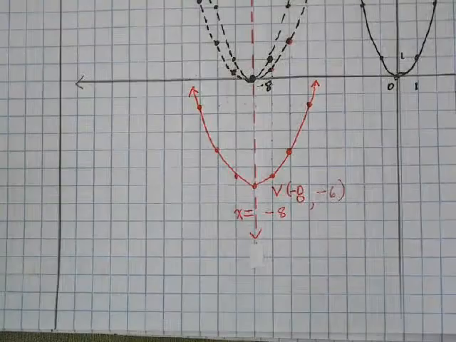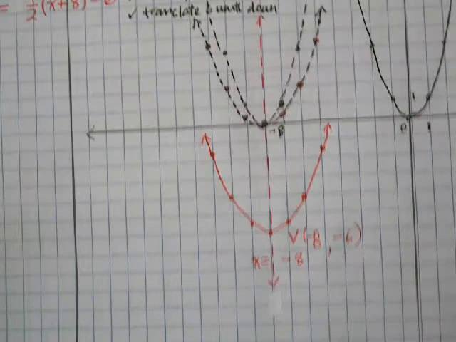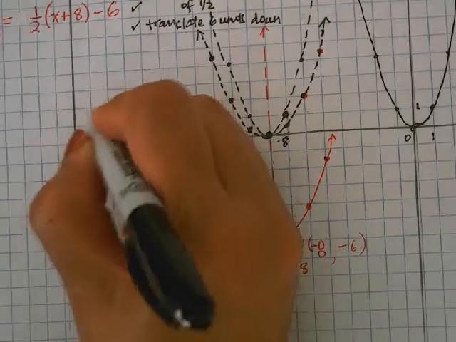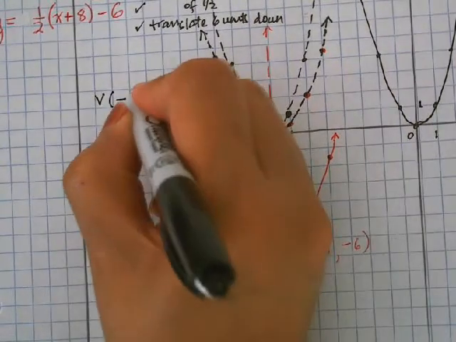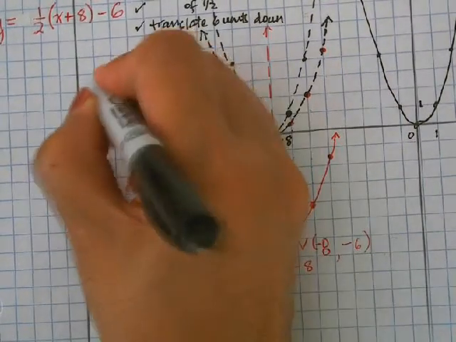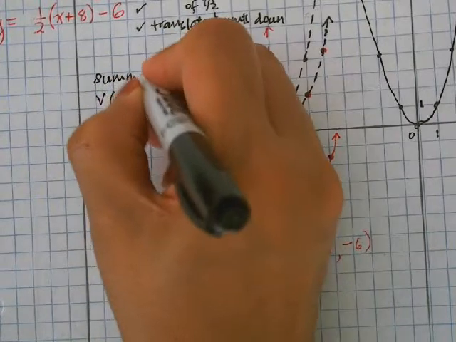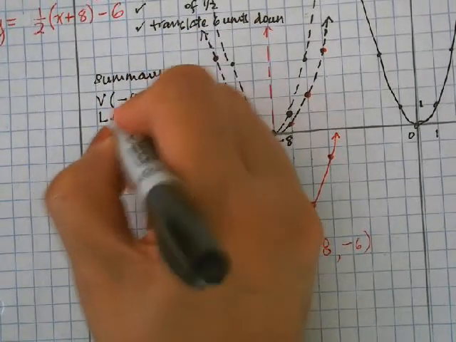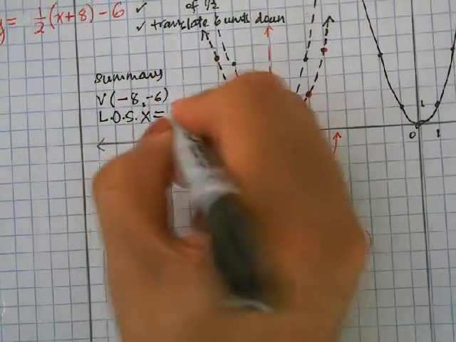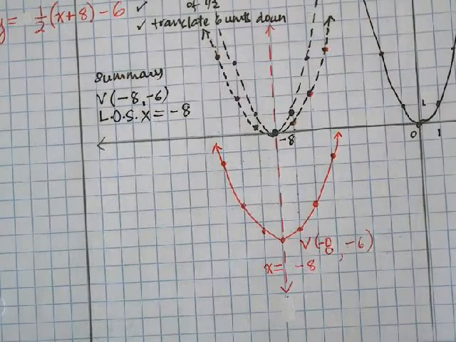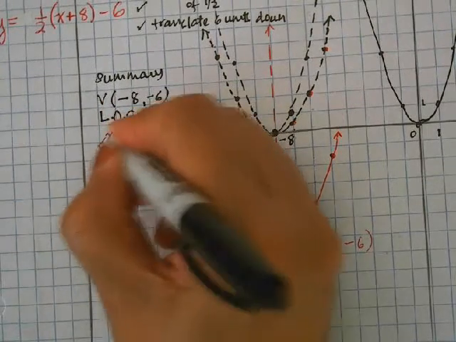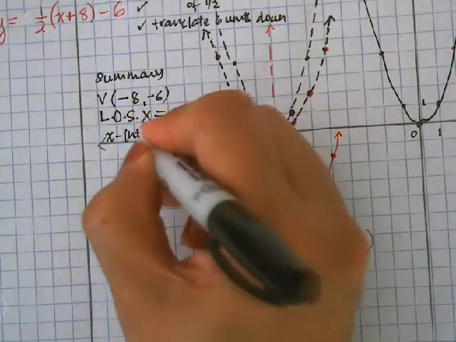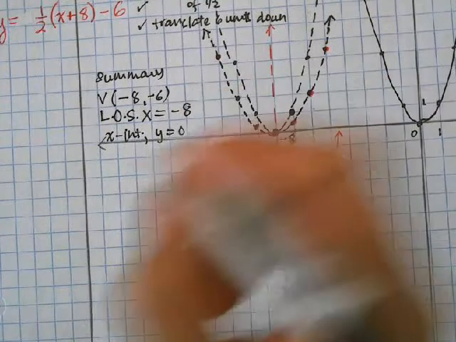Okay, I think we have to calculate a lot here because we don't know our x and our y intercept. So let's start here so we have space. Our vertex will be at the point -8, -6. That's our summary. Our line of symmetry is x equals -8. These two are always the same. Our x-intercept, we don't know. We have to calculate, make y 0.